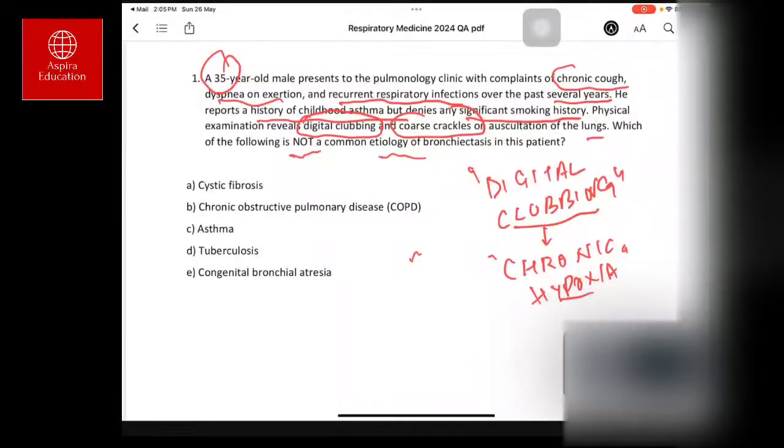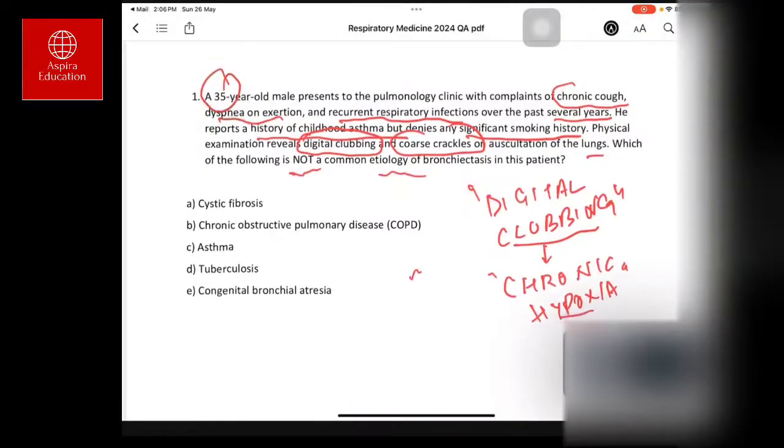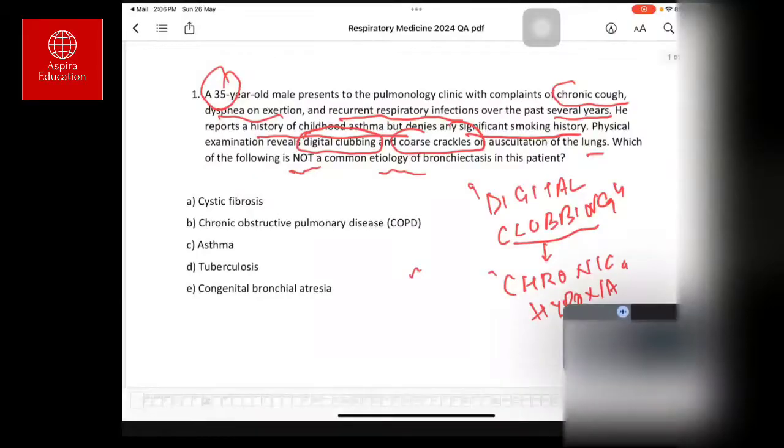So now the question is, which of the following is not a common etiology of bronchiectasis in this patient? So he's just 35. So cystic fibrosis, COPD, asthma, tuberculosis, congenital bronchial atresia. Anyone who can opt for the answer? Yes, it's a simple one. So it is just based on the etiology of bronchiectasis.